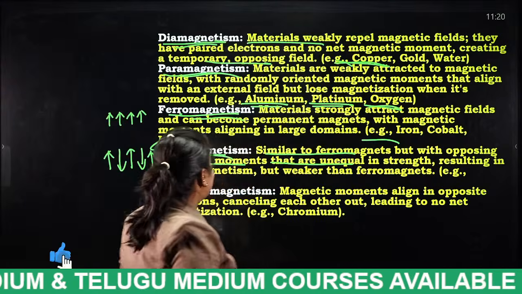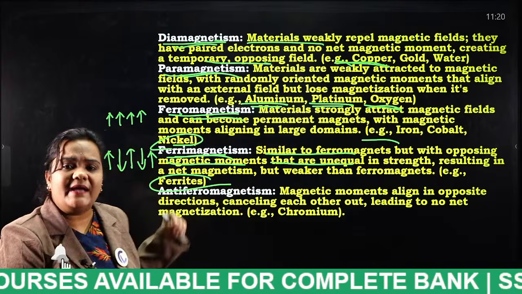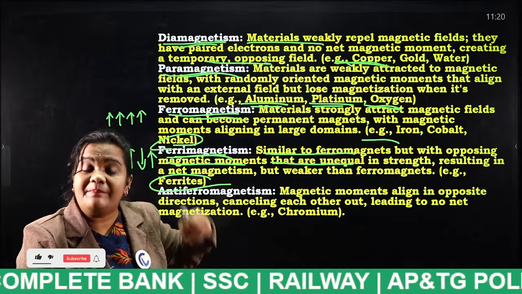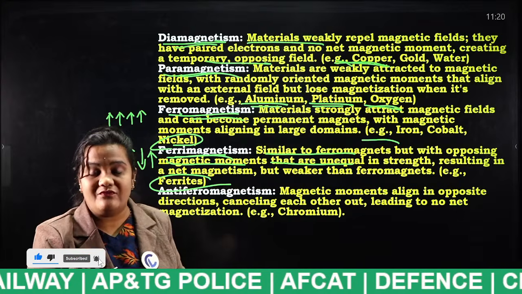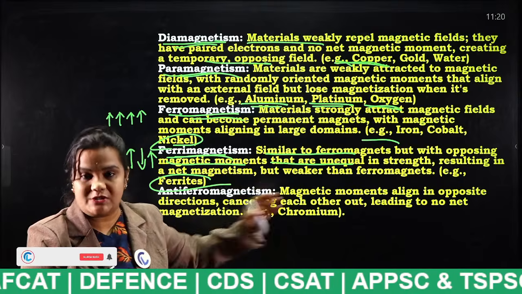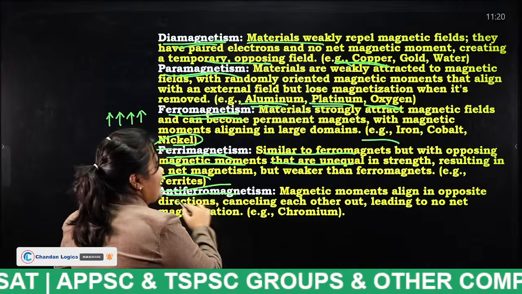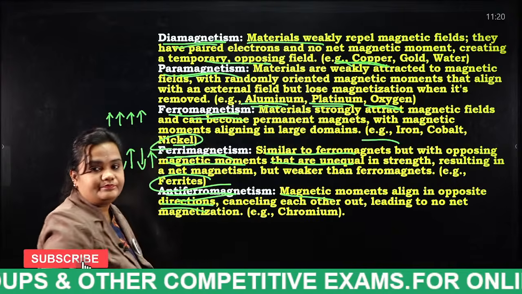So what are the examples? The example is ferrites. What is the perfect example for ferrimagnetism? Ferrites. So when compared to ferromagnetism, ferrimagnetism is weaker. Why? Because the magnetic moment is taking place oppositely. Okay. Next, anti-ferromagnetism. Magnetic moments align in opposite directions.